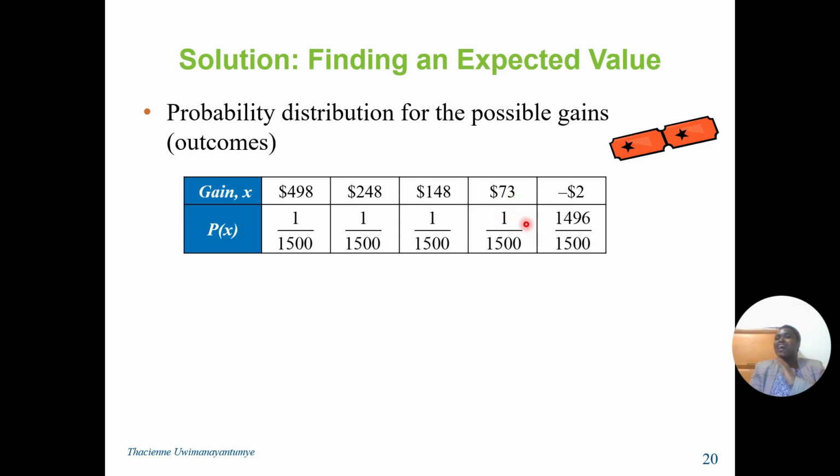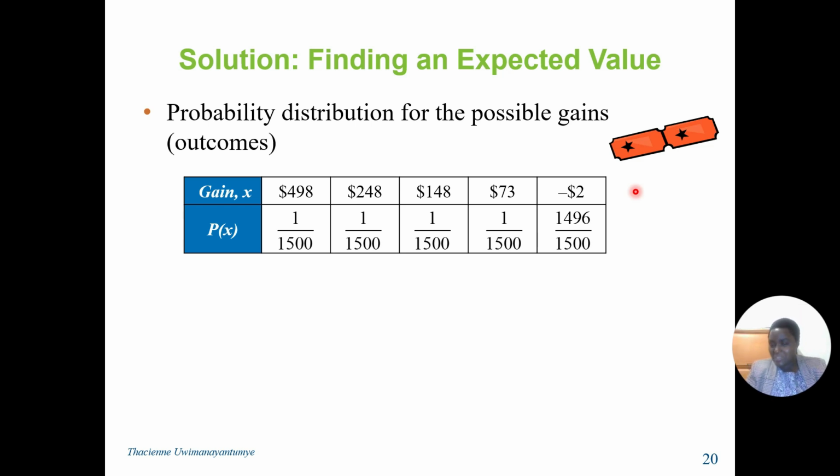And the remaining ones, because we had the 1,500, only four of the tickets can get these winning values, and the remaining ones, so it's 1,500 minus 4, which is 1,496. Those get a negative gain, a loss. So this is the probability distribution. All right, so having this probability distribution, now we are good to go and calculate the expected value.